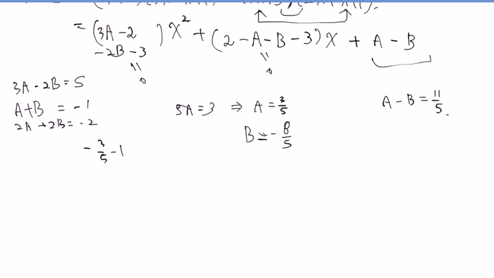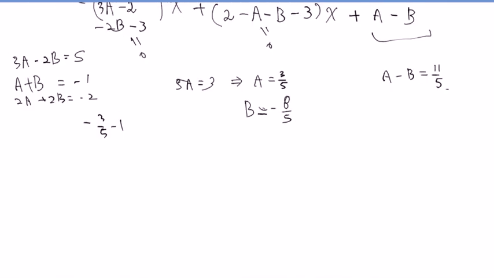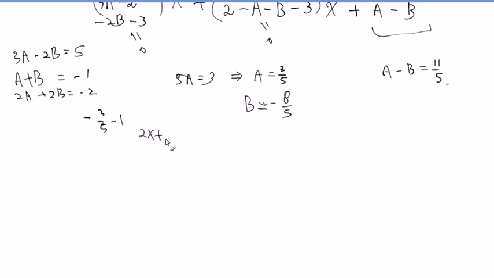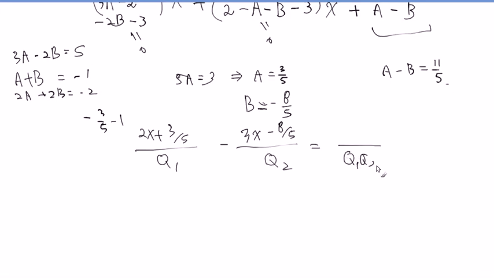So what you get here is that a is 3 over 5. Was that 2x? 2x plus a, that's 3 over 5, and q1 there, minus 3x plus b, b is negative 8 over 5, and q2. If you do that, all together it is over q1 and q2.